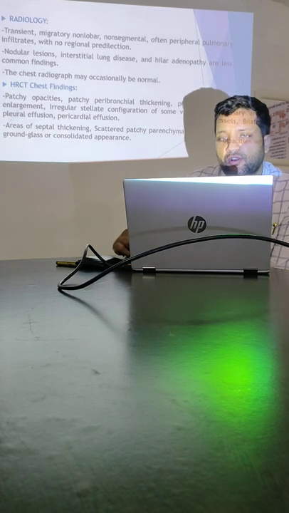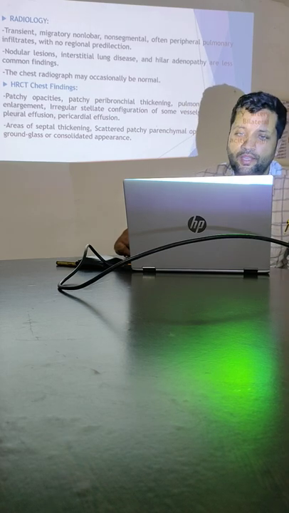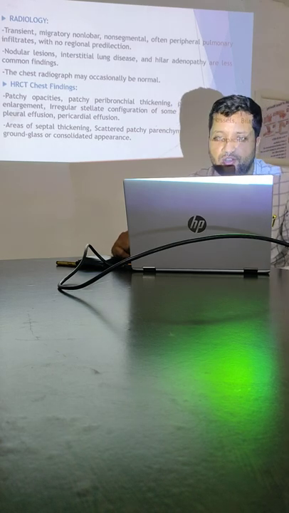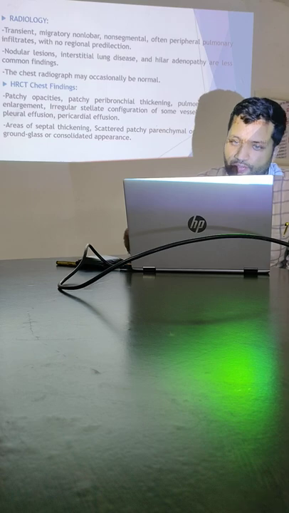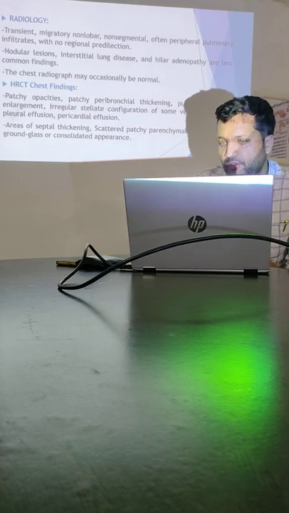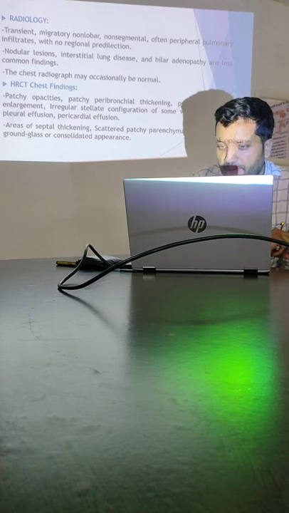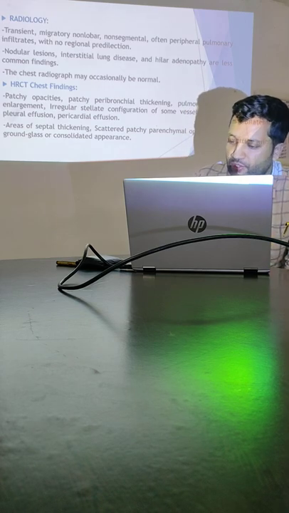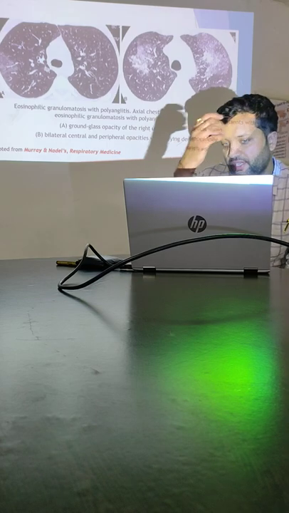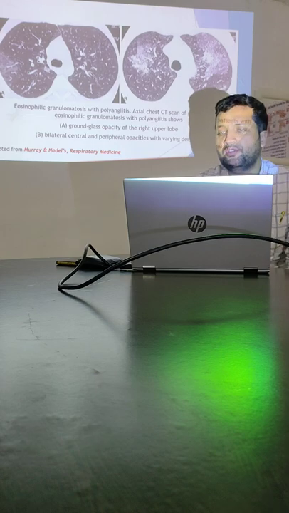Radiology: transient, non-lobar, small segment, often peripheral pulmonary infiltrates. Nodular lesions, interstitial lung disease and hilar adenopathy are less common findings. HRCT findings: patchy opacities, patchy peribronchial thickening, pulmonary artery enlargement, and septal thickening, scattered patchy opacities consistent with the disease. There is a CT scan showing ground glass opacity in the right upper lobe, and the second shows bilateral central and peripheral opacity, which is very important.